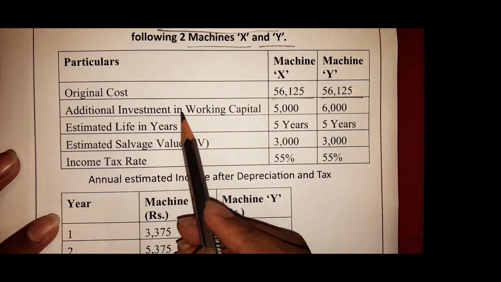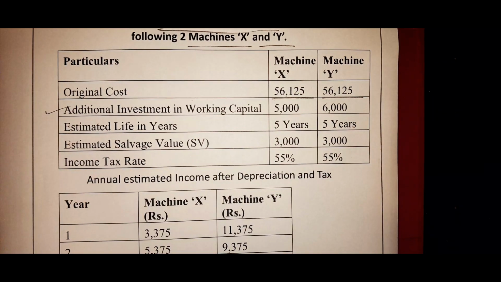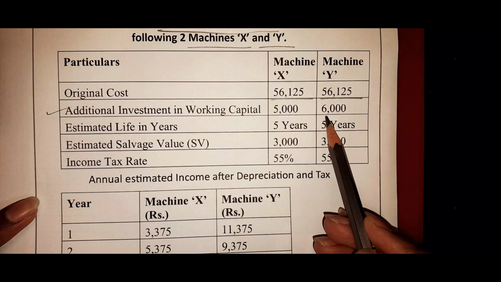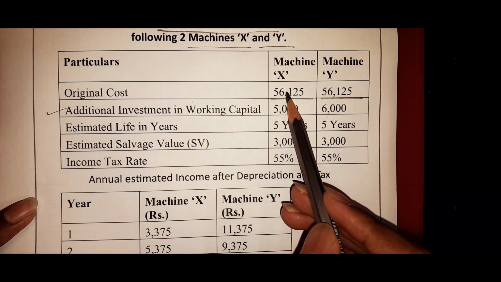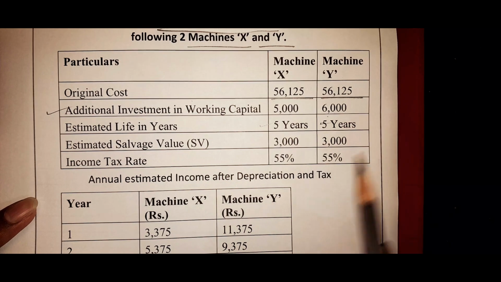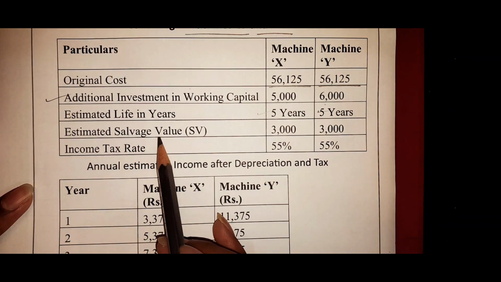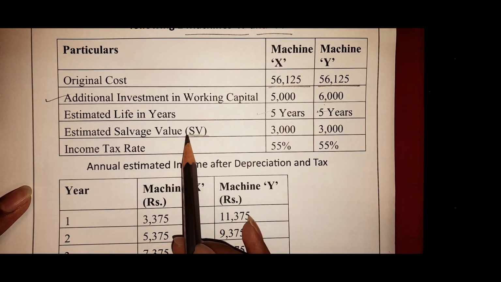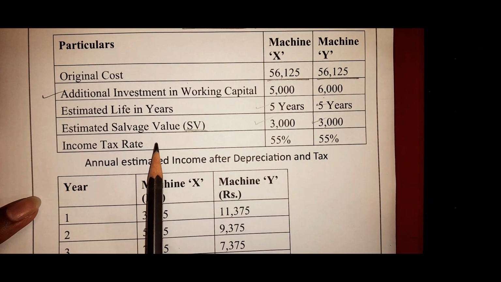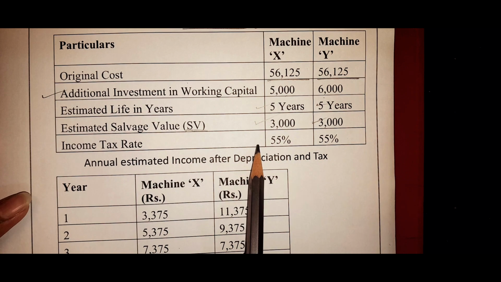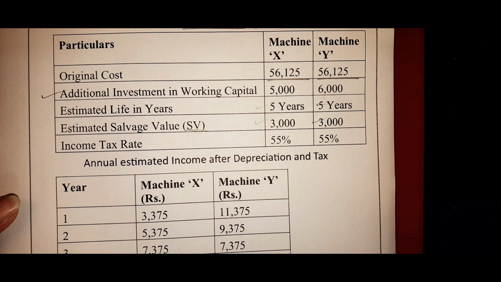Additional investment in working capital. So they have invested additional working capital which is 5,000 and 6,000. Estimated life in years. So estimated life of the machine is 5 years and 5 years. Estimated salvage value they have also given, it is 3,000 and 3,000. Income tax rate they have given, how much is it? 55%. Income tax rate is 55%.